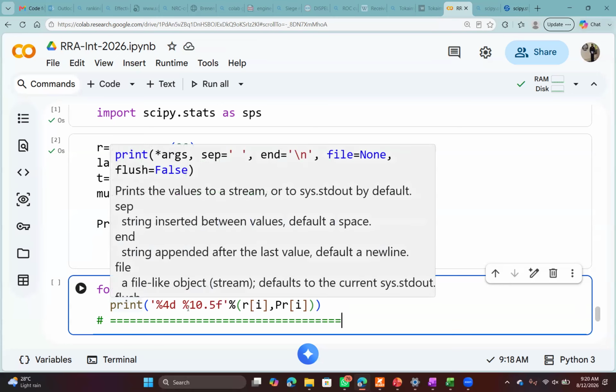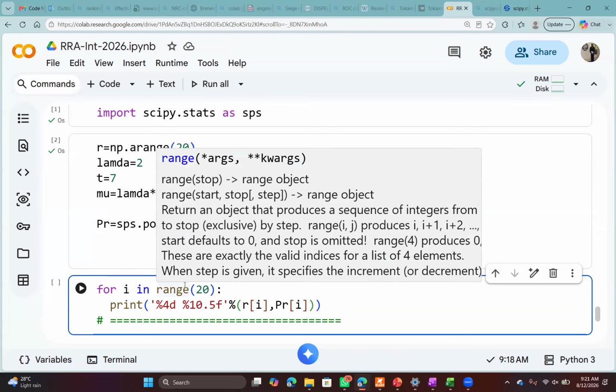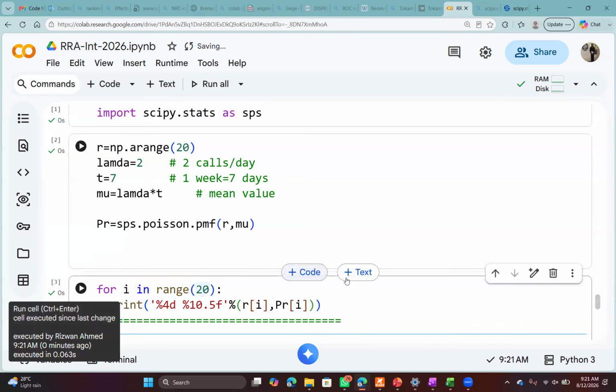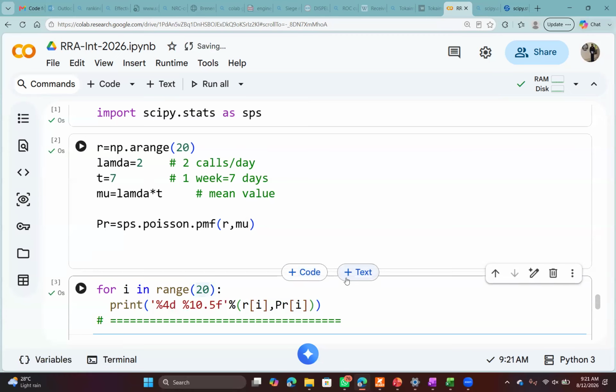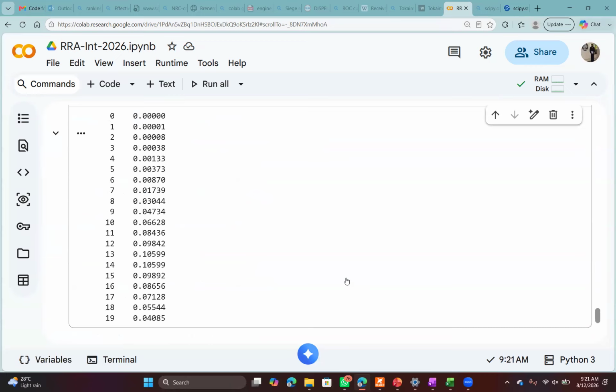So the statement, the loop will be executed 21 times. No, it will be executed 20 times, from 0 to 19, and R was also from 0 to 19. So let's execute that one. Okay, so I got the right values.